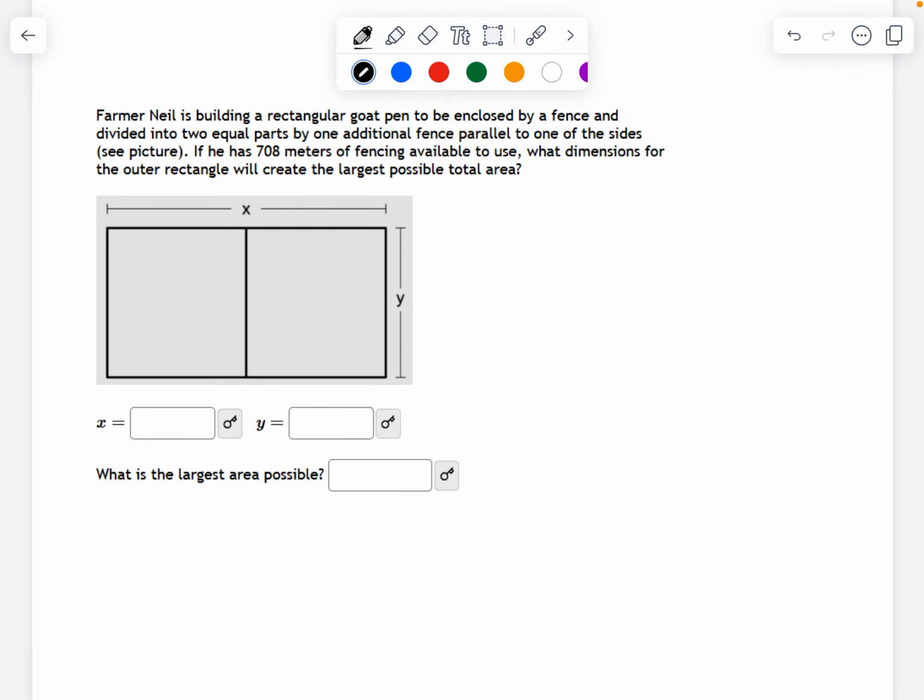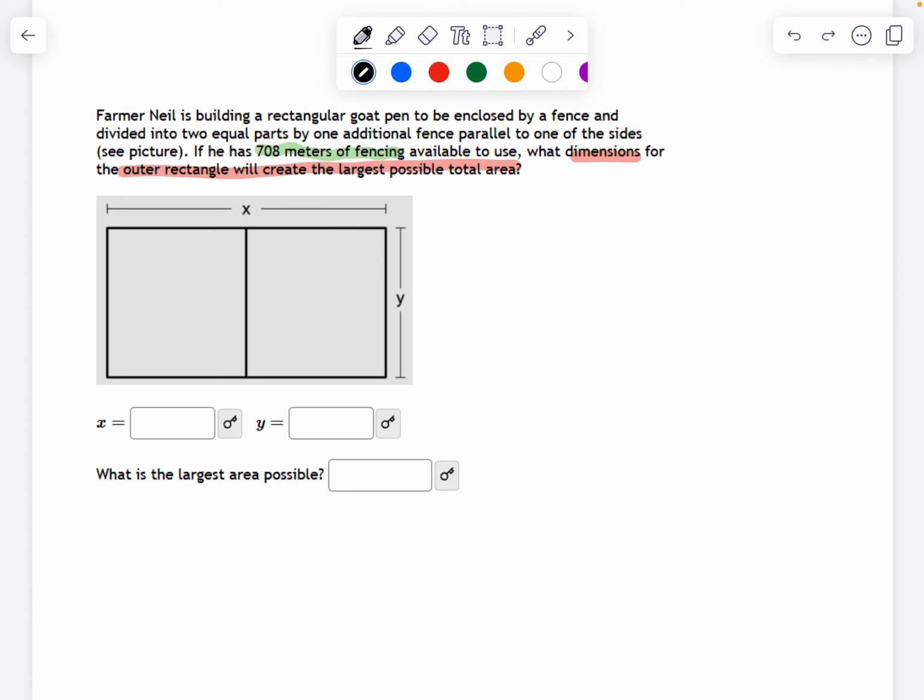Hello and welcome. So we have Farmer Neil building a rectangular goat pen enclosed by a fence and divided in two equal parts by one additional fence parallel to the other sides of the fence, right? See picture below. If he has 708 meters of fencing available to use, what are the dimensions for the outer rectangle that will create the largest possible area? And we also want to find that area as well.